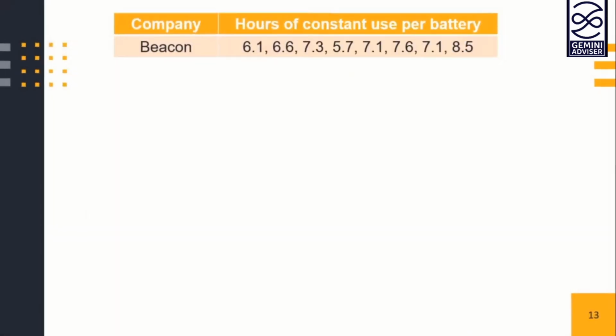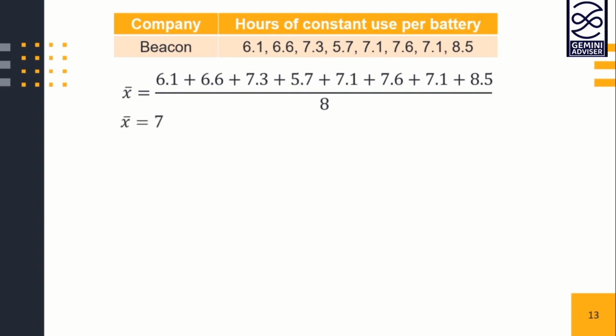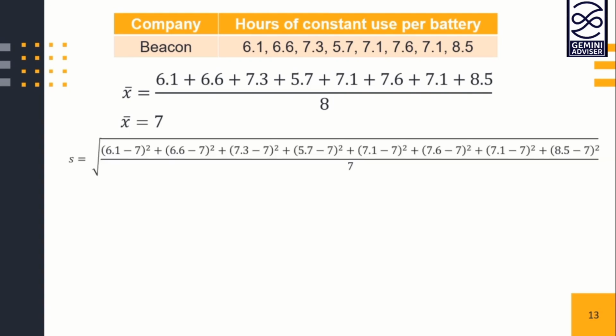Okay, sa pangatlong company, again, same yung mean value nila. So add and divide by 8. Then substitute natin sa formula natin. So from the start, minus natin dun sa mean value. So 6.1 minus 7 squared plus hanggang dun sa dulo yung 8.5 minus 7 squared. So, that is 5.38 divided by 7. Okay, that is 0.88 hours. So, you can check the answer using your scientific calculator.